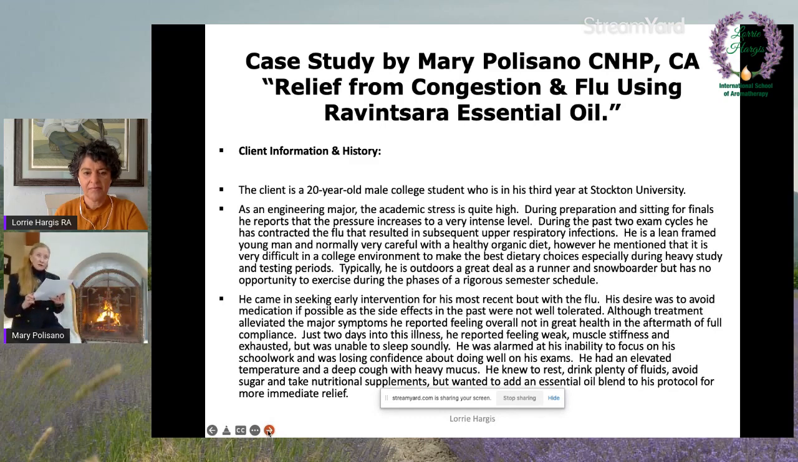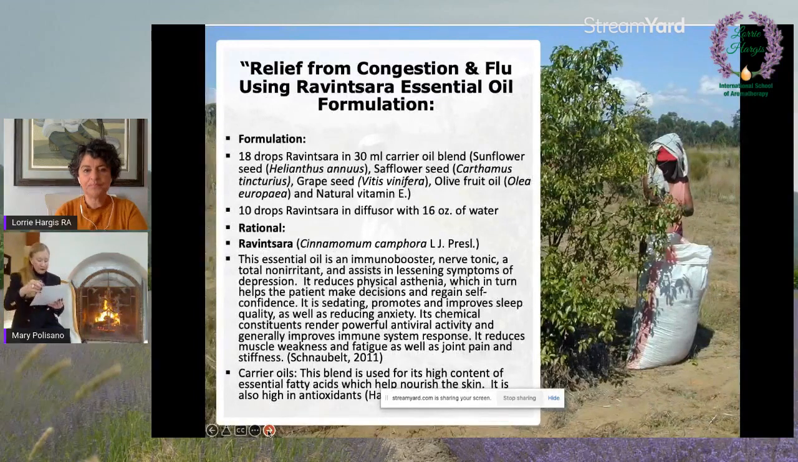So we selected Ravensara. The reason I love Ravensara, it's an immune booster. It helps reduce physical weakness. When you're sick, you have the flu, any kind of virus, you end up with general malaise and weakness. Ravensara, with its chemical constituents, helps with depression and anxiety. It's called physical asthenia, which is the weakness I'm referring to. And it helped build his self-confidence so that he was able to take care of himself and then ultimately be able to perform a little bit better.